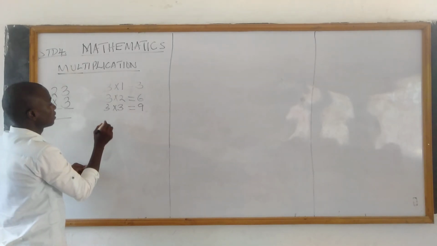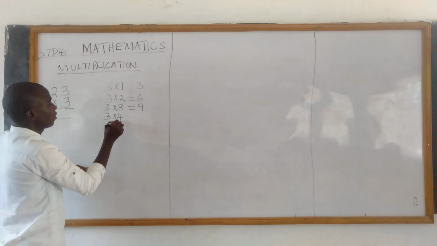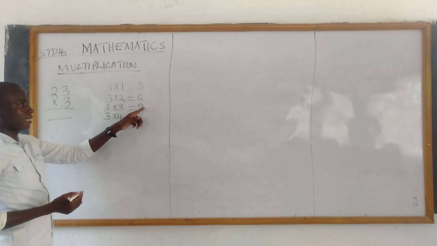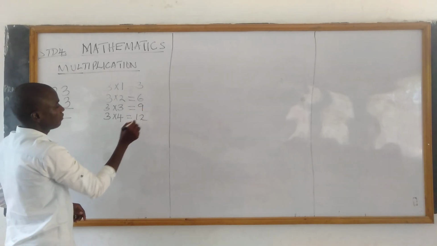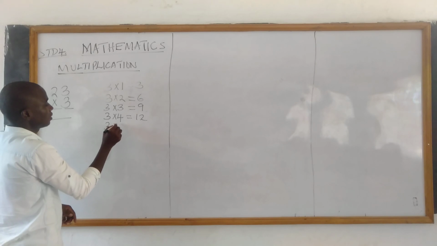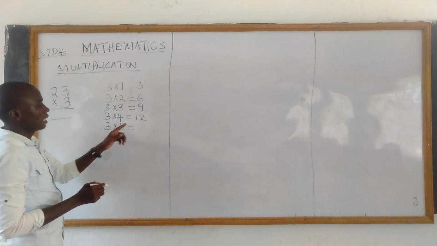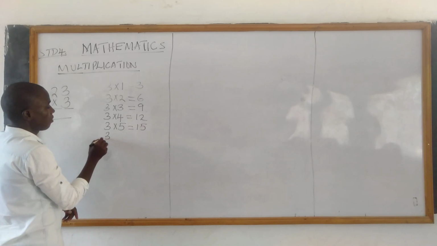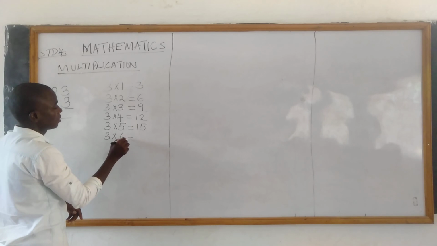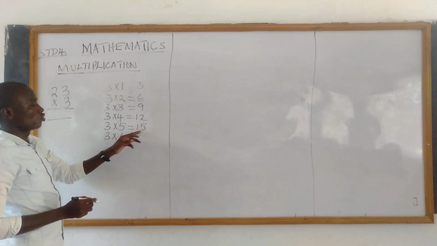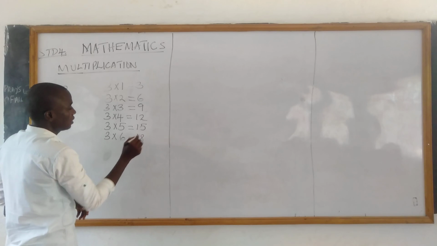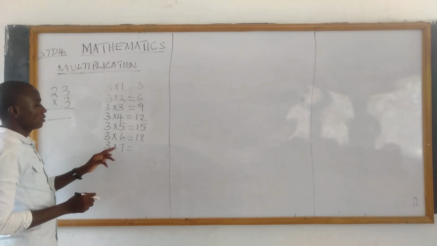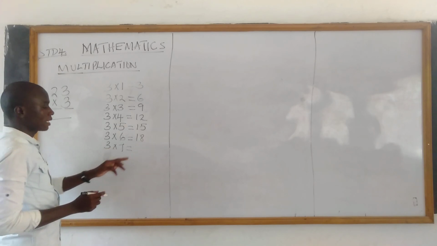This gives you 9. 3 times 4. Next multiple. You add 3 here. You're going to get 12. 3 times 5. Add 3 onto 12. You're going to get 15. 3 times 6. Take 3, add onto 15. Going to get 18. 3 times 7. 3 plus 18, going to get the next multiple.